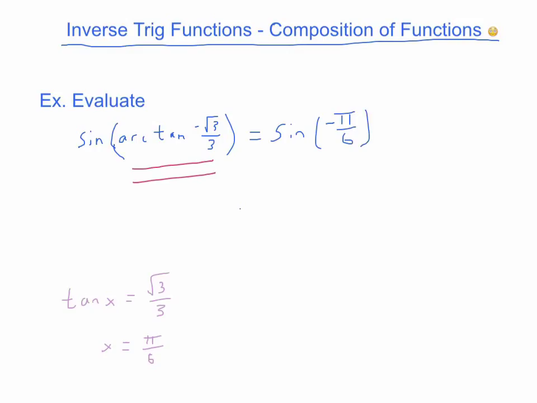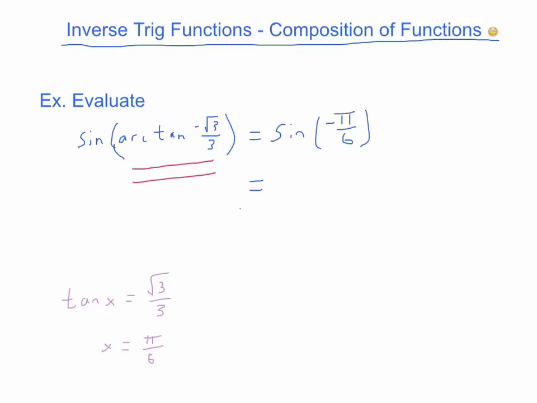Because again, since we're evaluating the arctan of a negative number, we know we should be in quadrant 4, the reference angle of which should be pi over 6, and we can rotate into that fourth quadrant by just assigning that angle a negative value.